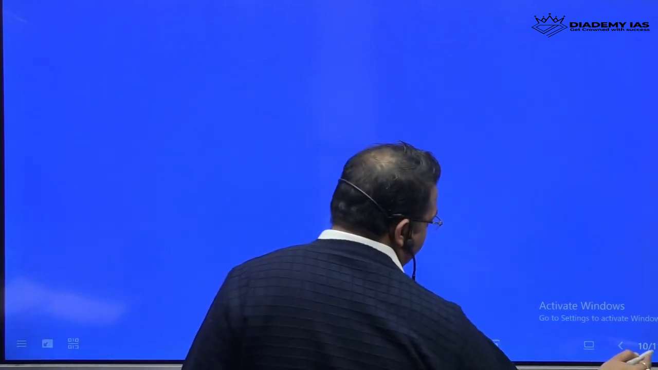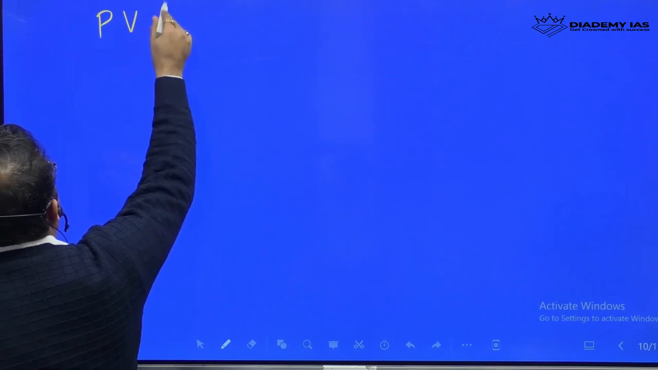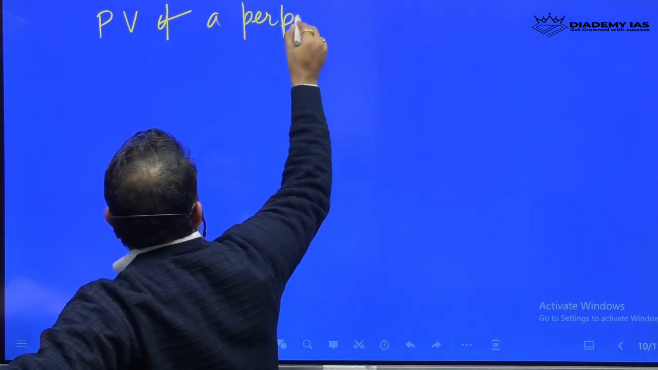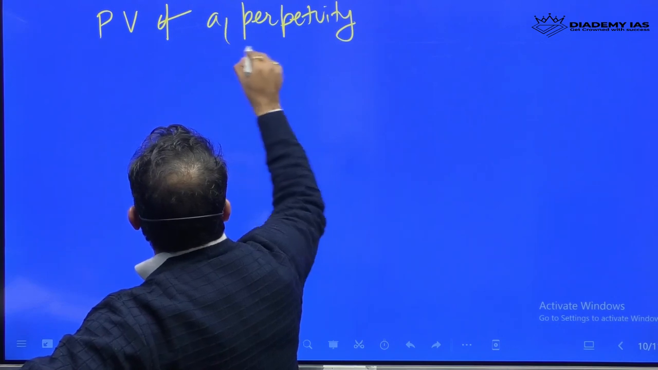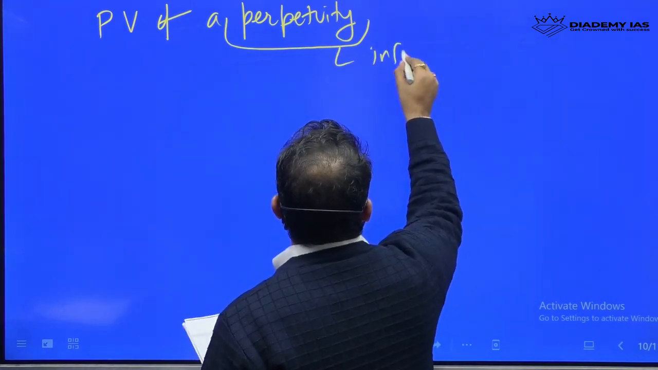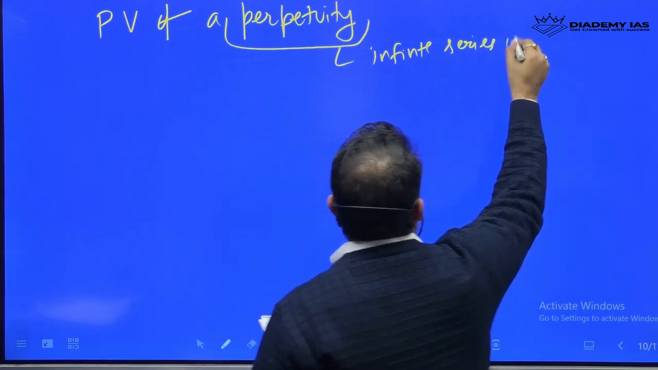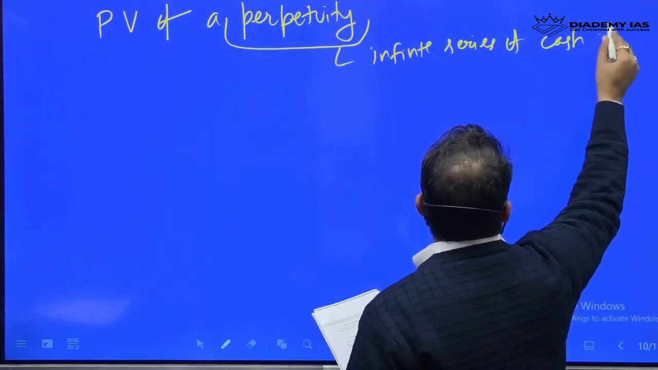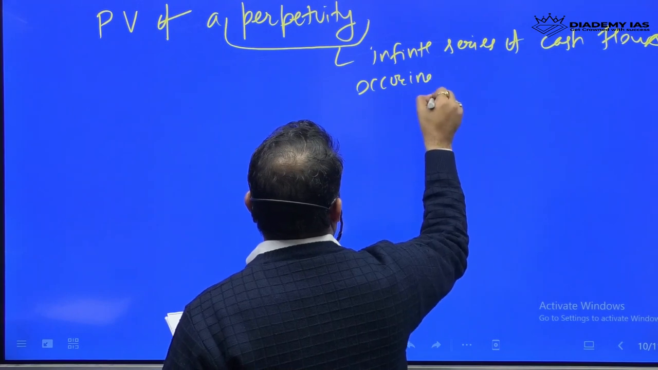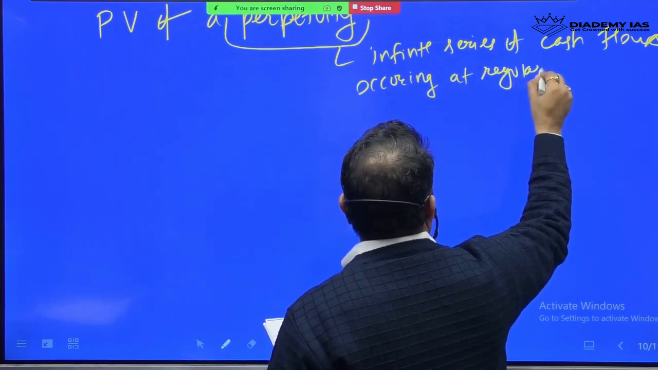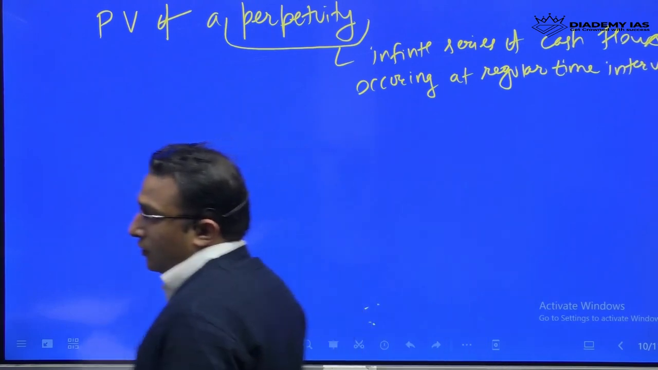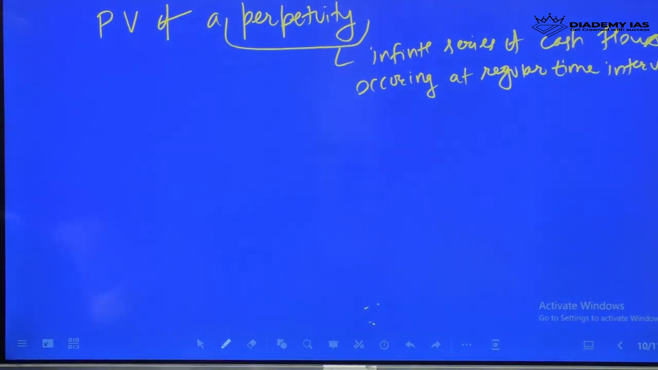The next concept is present value of a perpetuity. What is perpetuity? It is an infinite series of cash flows occurring at regular time intervals.